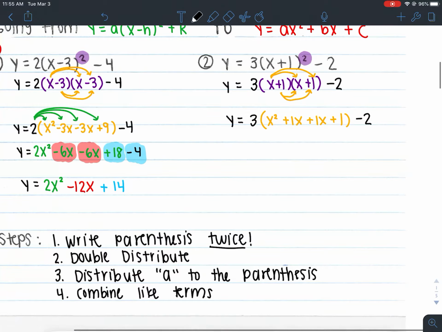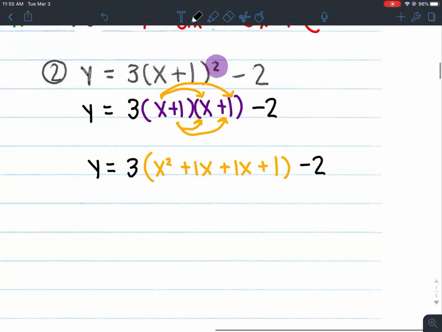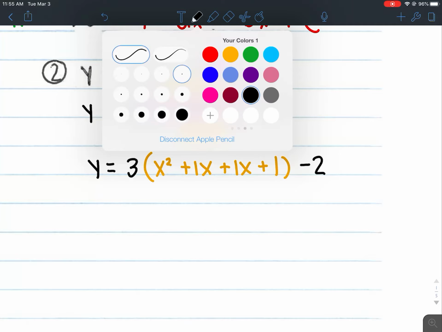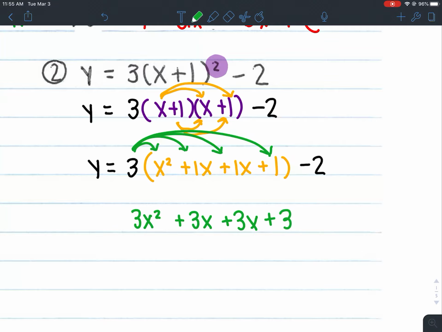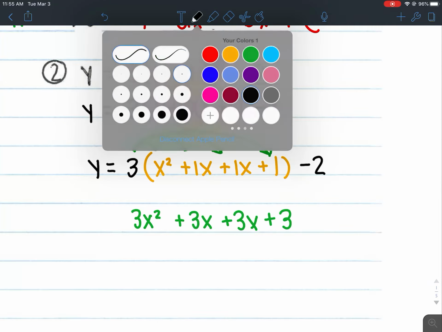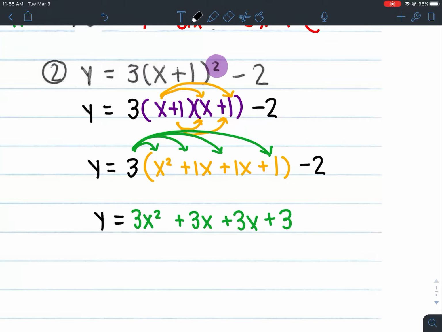Now what? Well, after I double distribute, I want to distribute the a into the parentheses. Well, our a here is 3, so we're going to distribute that inside. So we have 3 times x squared, which is 3x squared. 3 times 1x is positive 3x. 3 times 1x is positive 3x. And 3 times 1 is 3. So lots of 3's here. Okay, we don't want to forget we have y equals at the front because we haven't done anything to that. And we still have the minus 2. Okay, so we're doing one step at a time here.